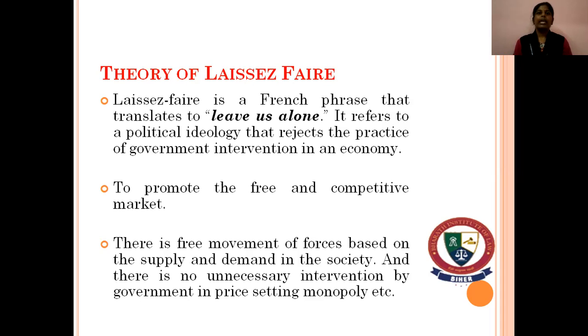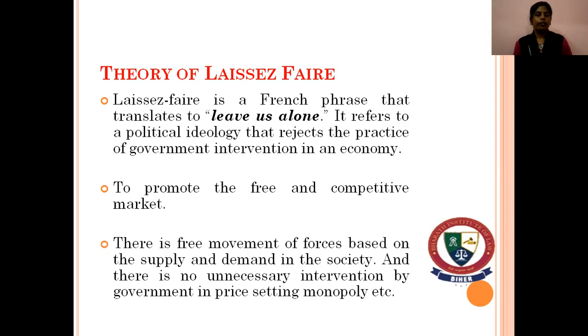That is, based upon the demand, the supply will be there. Based upon the necessities of the people, the supply can be there, and the government need not interfere in the market. This sort of policy and this sort of society is called a capitalistic society, which is just the opposite of a socialistic society. So the second point I mentioned here is to promote the free and competitive market.